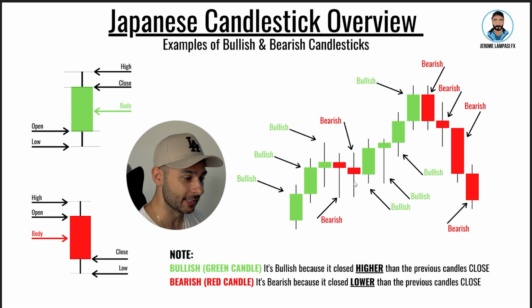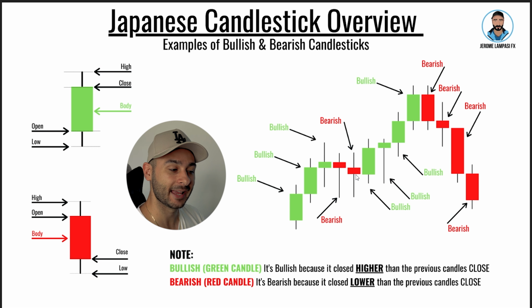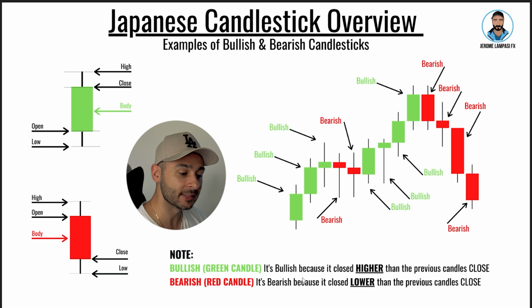Bearish candle, and this one's bearish because it closed lower than the previous candle's close. So you can see the bullish candle here, it closed up here. This bearish candle closed down here. This candle is bearish because it opened at the close of the previous candle and closed lower than the previous candle's close. So at the bottom here, I have a bullish green candle. It's bullish because it closed higher than the previous candle's close. Bearish, which is the red candles, it's bearish because it closed lower than the previous candle's close.